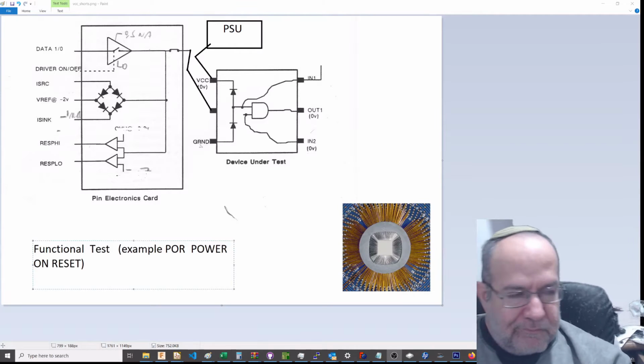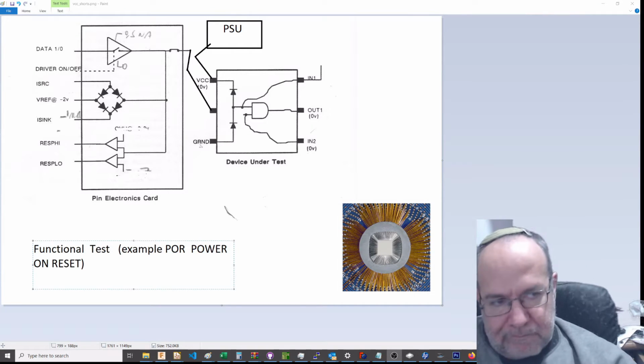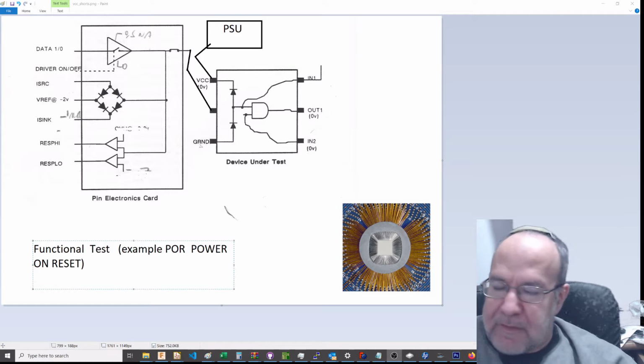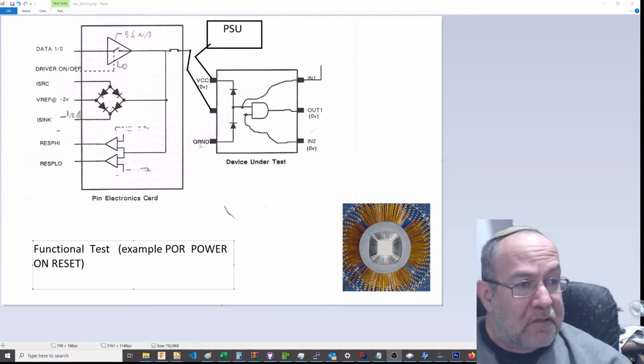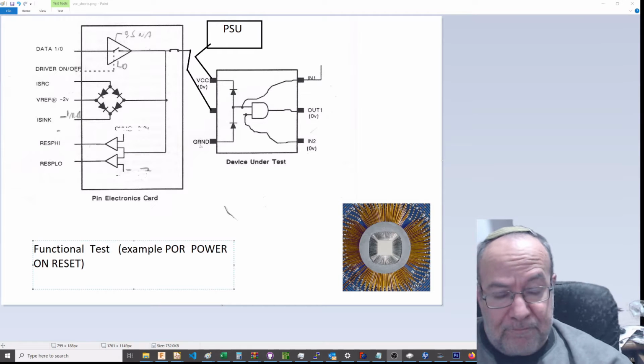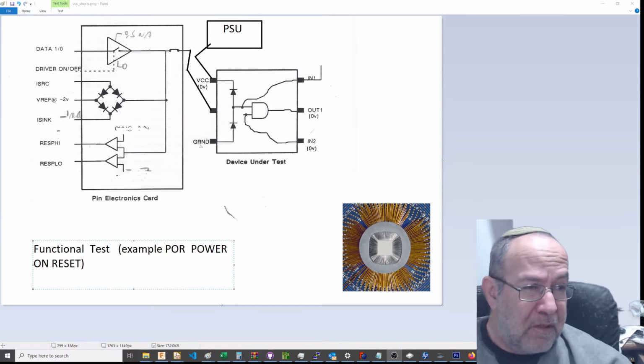Okay, test number 3. I'm taking a test which is a functional test, and the very simple functional test, I'm going to explain it. Okay, it's an example of any functional test.